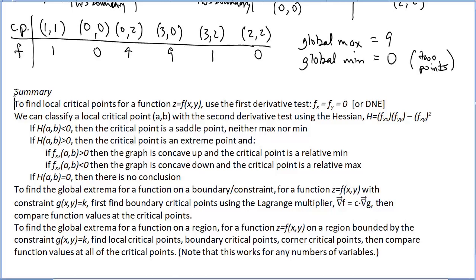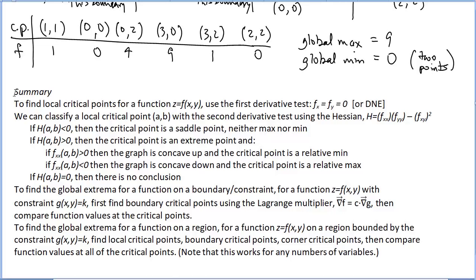Okay. So that was the first bit if we're just thinking about local extrema. Next, if we're trying to find global extrema for a function on a boundary or constraint, if we have a function z equals f of xy, and the constraint we say g of xy equals k, then we find the boundary critical points, or the critical points on the constraint, using the Lagrange multiplier, which says that gradient of f equals some constant times the gradient of g. And we went through how to do that. And then, of course, you compare the function values at the critical points.